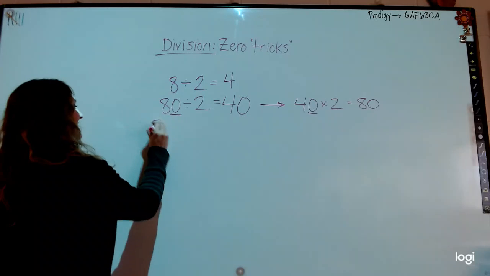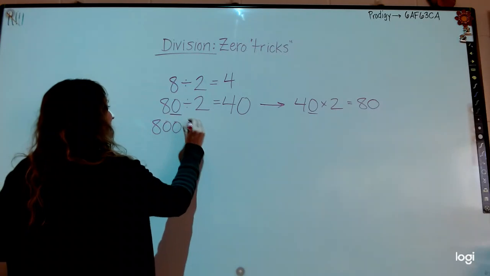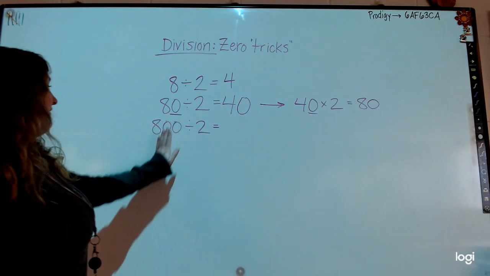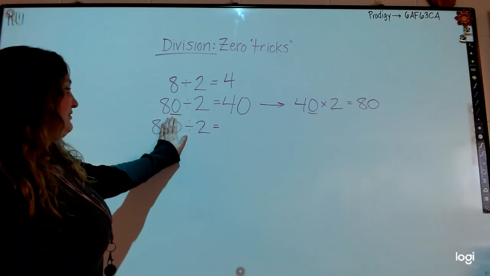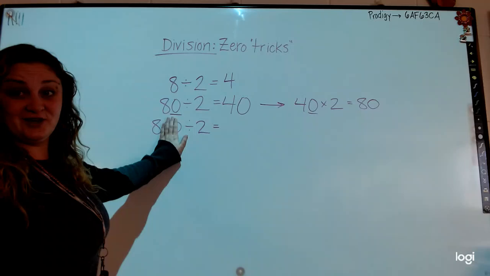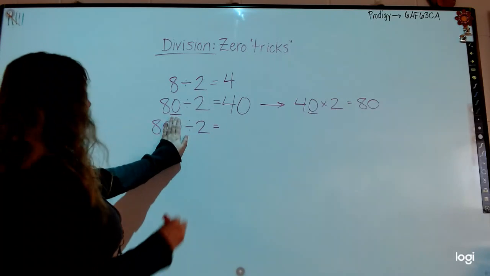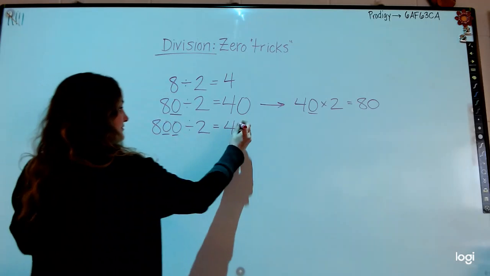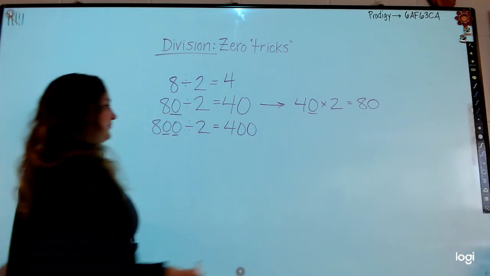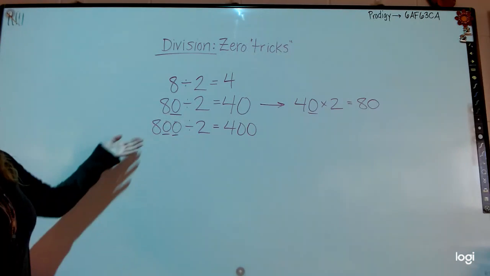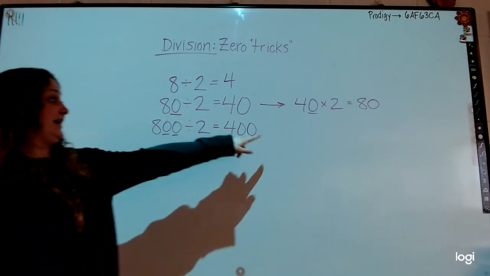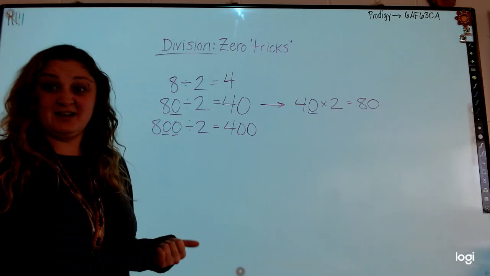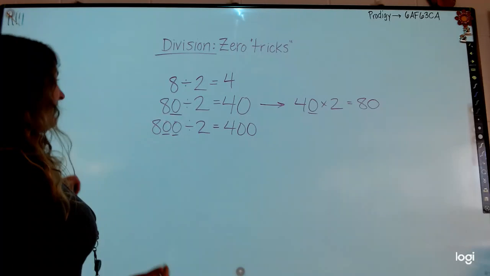Okay? But let's take it another step further. What if this is 800 divided by 2? All right, well, I'm going to cover up both of those zeros because 8 divided by 2 is an easier problem for me. 8 divided by 2 is 4. And I covered up 2 zeros. And I could check this problem the same as the one above. I could say 400 times 2, is that 800? And I would find out, yes, it is.